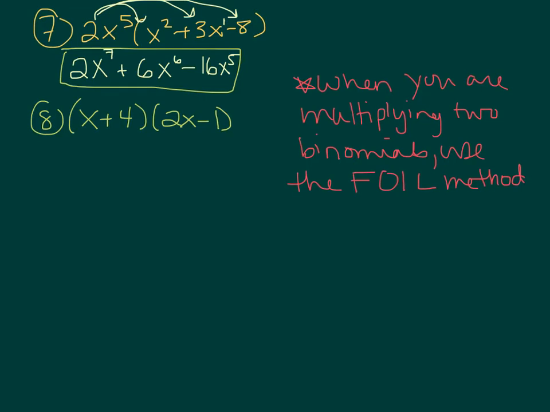So in the FOIL method, we're going to use the first letters of 4 words, and the first letters actually are going to spell out the word FOIL. So I'm going to start with F, which is going to stand for my first terms. The next one, the O, is going to stand for my outer terms. The I will stand for my inner terms. And the L will stand for my last terms. So I will explain what I mean by that.